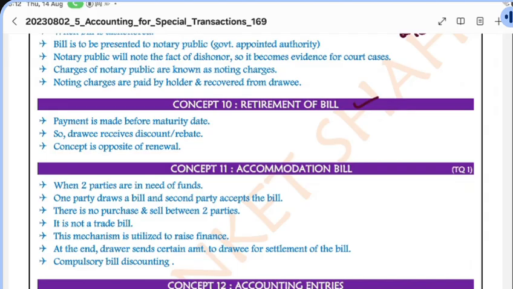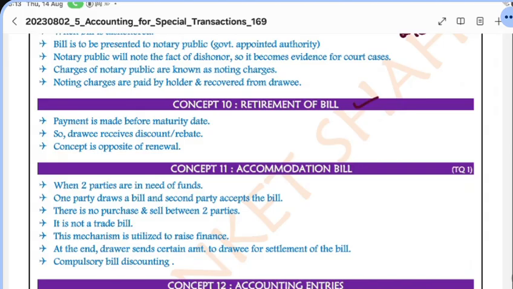Now, coming to retirement of bill, this happens. This is another case. Here, he wants to make the payment early. That is called retirement. Assume that, as in the previous case, I have given 3 months to Sunil. But Sunil wants to make the payment after a month only. That is called retirement of bill. Have you understood this or not?